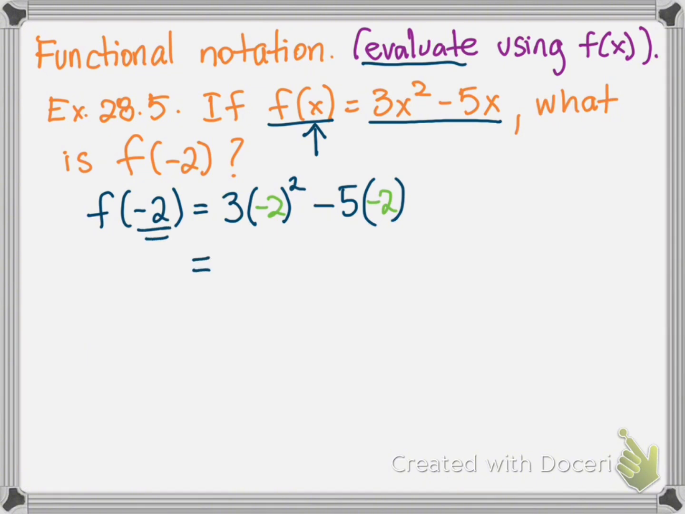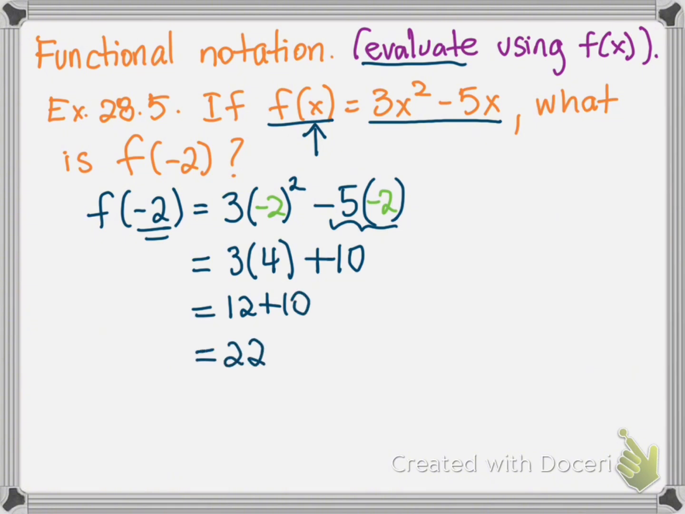And then we just simplify. This is 3 times 4. And then this is a multiplication, which is plus 10. And then this is 12 plus 10, which is 22. Now, this f of negative 2 stays till the end, and we don't do anything else. What we're actually saying here is the answer of putting negative 2 in this machine, in this expression, is 22. The answer of f of negative 2 is 22 in this case.